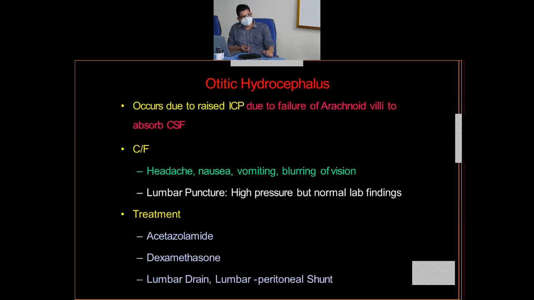Lumbar puncture shows high pressure but normal CSF findings. It means when you do lumbar puncture and measure the pressure of the CSF, you will get a high pressure. But if you do laboratory testing of the CSF, all the composition will be the same. Then treatment: acetazolamide and mannitol, their main function is to reduce the intracranial pressure. Dexamethasone to reduce the cerebral edema. Then lumbar drain, you can remove the CSF by lumbar drainage. These are the treatments.